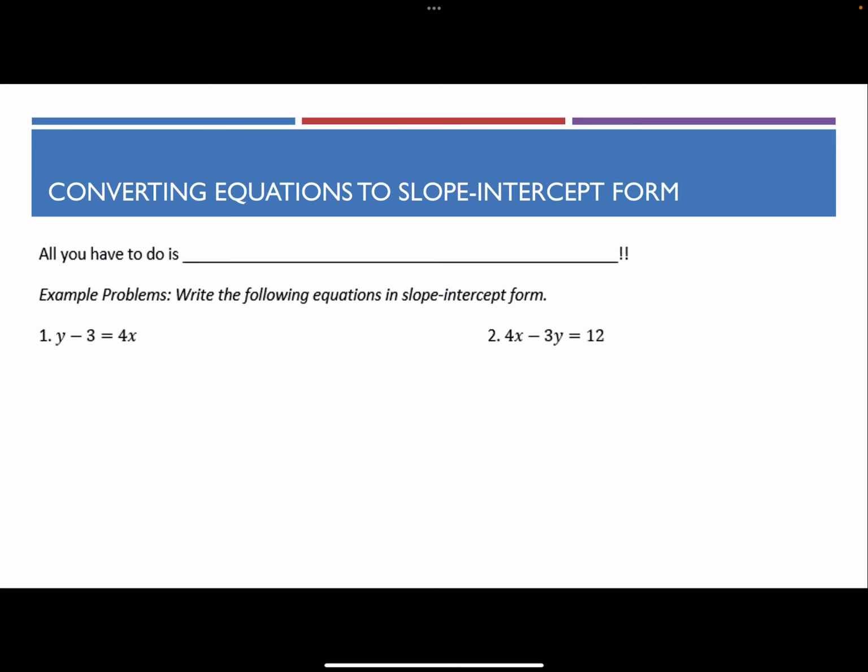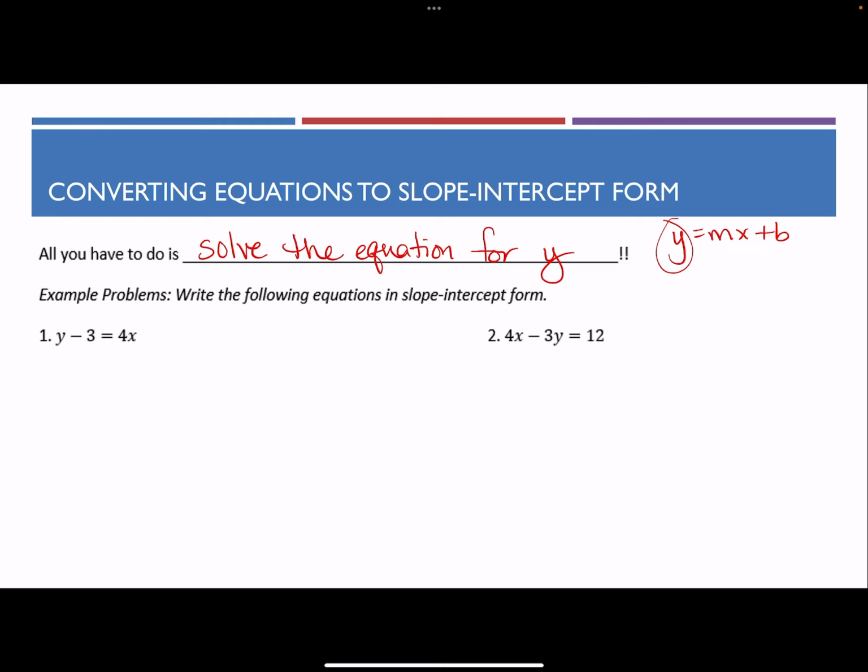Okay, now we're going to talk about taking equations and converting them into slope-intercept form. So slope-intercept form looks like this. y equals mx plus b. In other words, y is by itself. So in order to convert to slope-intercept form, all you have to do is solve the equation for y. Get y by itself.